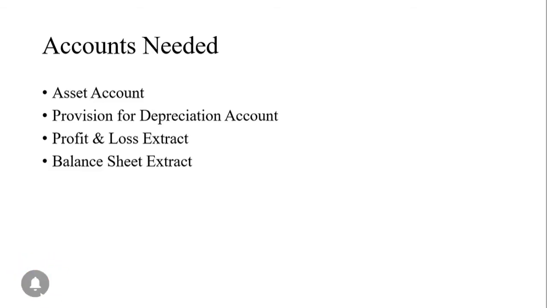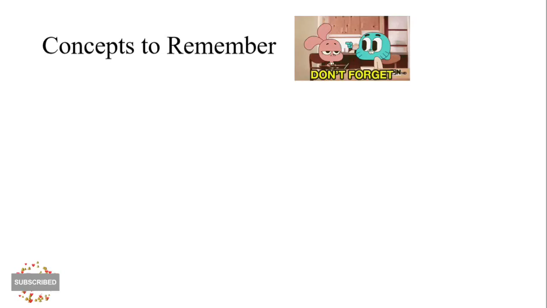Long ago in the past, they used to have a depreciation account, but they don't have that anymore. So we have a provision for depreciation account, which is a liabilities account, and that means that it carries a credit balance. The profit and loss extract is where we would record the depreciation, because depreciation is an expense to the business, and therefore it will be recorded in the profit and loss section of the income statement. And then you have the balance sheet.